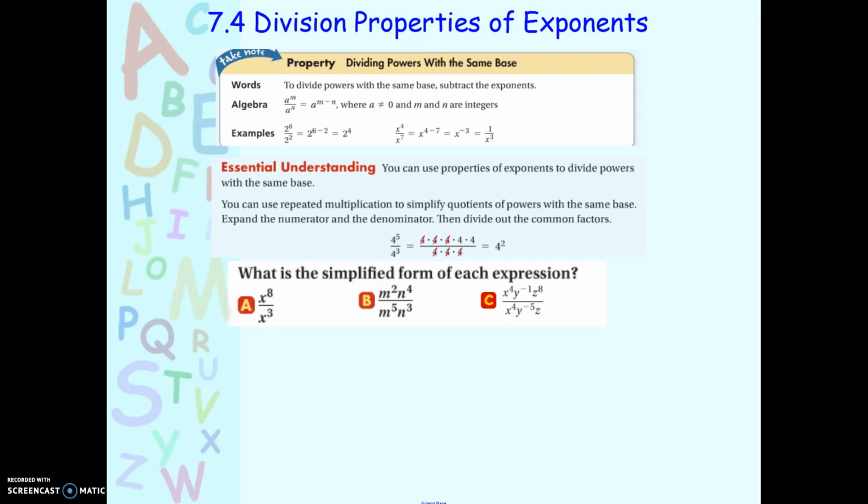Hi everyone, today we're doing 7.4 division property of exponents, and basically you're going to follow similar rules like you did with the multiplication, just instead of adding the numbers together, you're going to subtract the numbers. Now let's look at why this works.